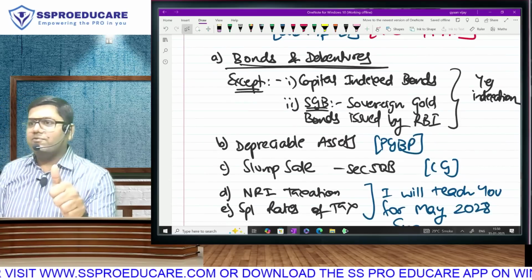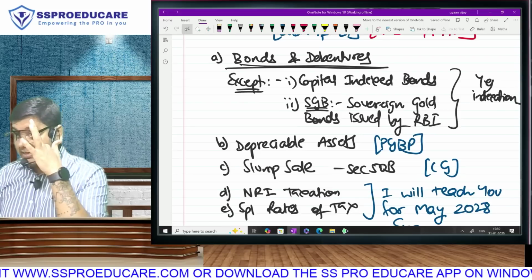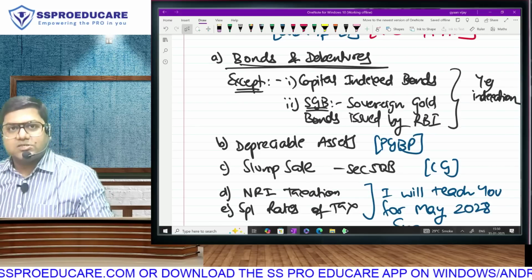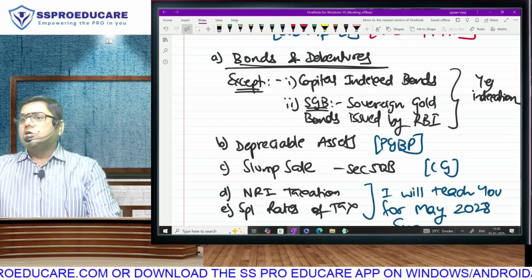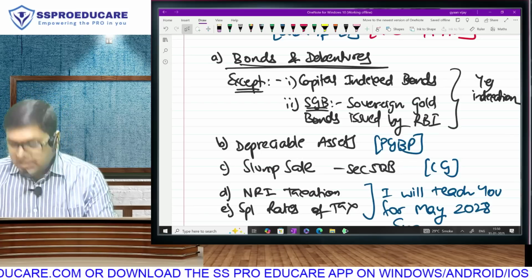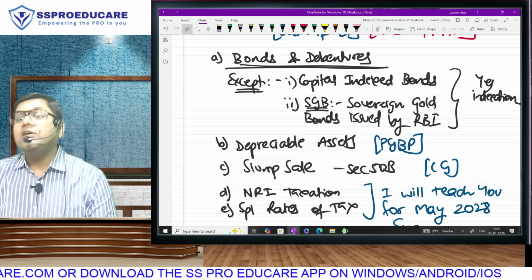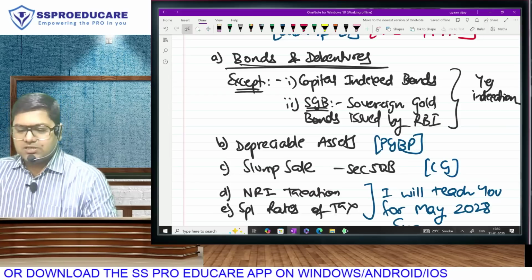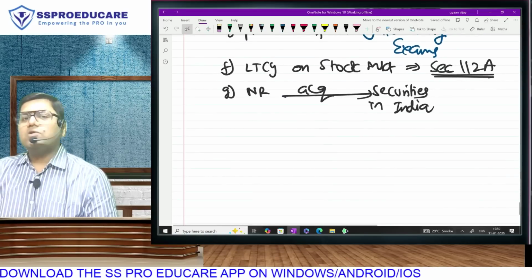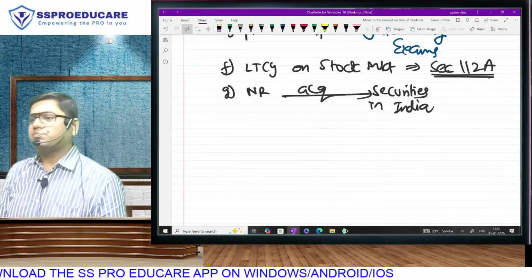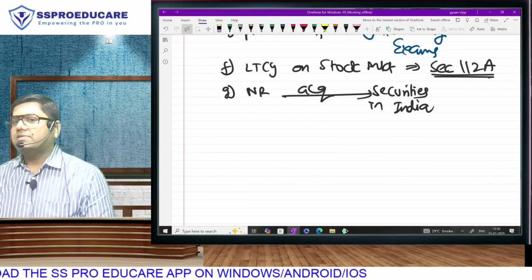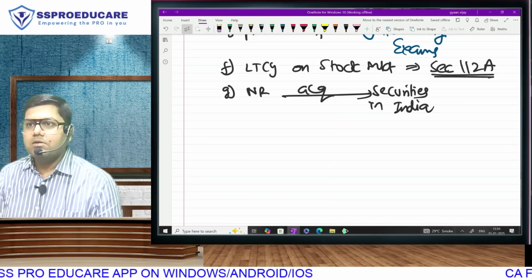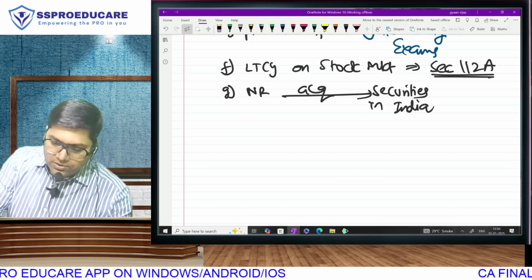In 5, bonds and debentures, because you are not taking any risk. But two bonds we will give indexation: capital index bonds, because government wants to encourage, and sovereign gold bonds, because that is nothing but physical gold modified into digital gold. Depreciable asset we have already completed. Slump sale we will do later. 112A later in the chapter, and this last point will come in question number 3 itself. These are the cases where indexation will not be available in the income tax law at all.